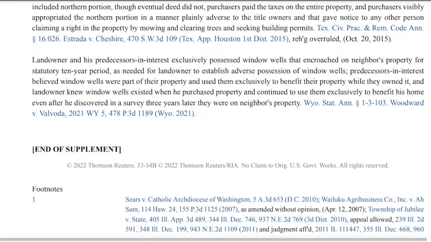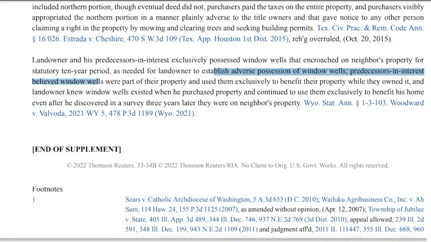Landowner and his predecessors in interest exclusively possessed window wells that encroached on neighbors' property for the statutory 10-year period, as needed for the landowner to establish adverse possession of the window wells. Predecessors in interest believed the window wells were part of their property and used them exclusively to benefit their property while they owned it. And the landowner knew the window wells existed when he purchased the property and continued to use them exclusively to benefit his home, even after he discovered in a survey 3 years later they were on a neighbor's property. So he exclusively possessed. So how'd that end?